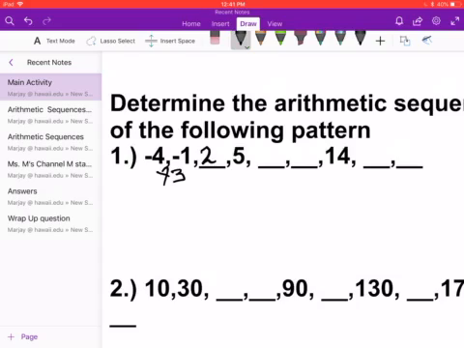So if we have 5, how do we get to the next term? Right, by adding 3. So 5 plus 3 equals, yes, 8.